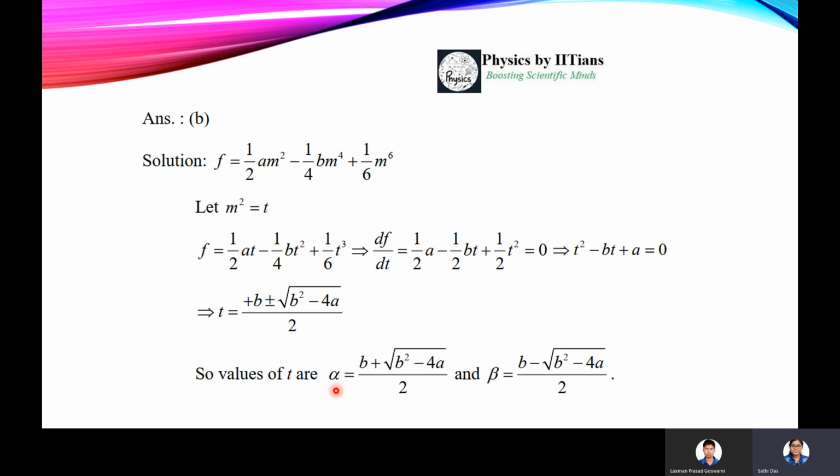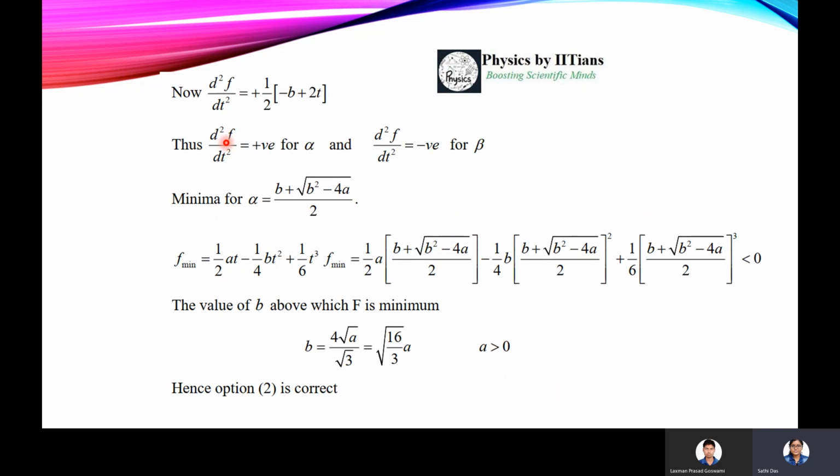So we get t value for alpha equals, let us take this one as the plus value, and let us take beta as the minus value. So now we have to consider the minimum value of f, that is d2f by dt2 should be greater than 0. Okay, so let us find out whether d2f by dt2 is a positive value or negative value. For alpha, we get d2f by dt2 is positive. For beta, we get d2f by dt2 is negative. So we have to consider the minima of alpha, that is this one.